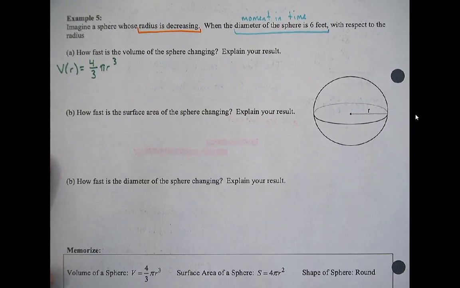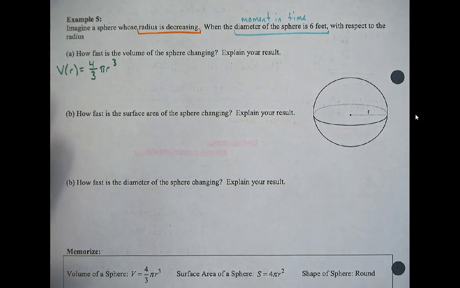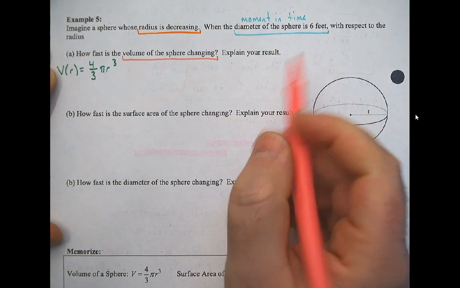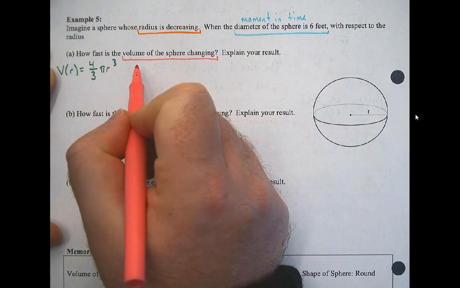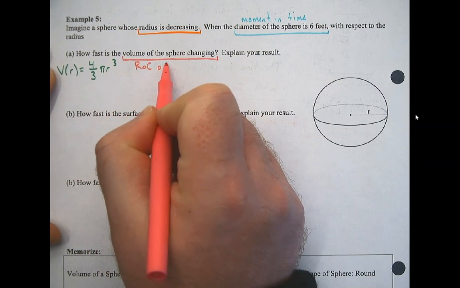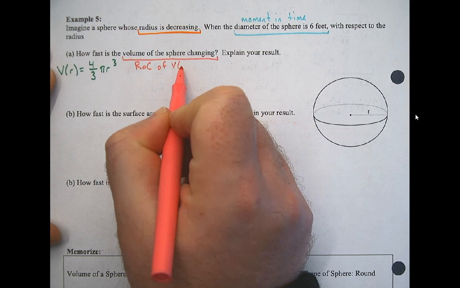Okay, so now we come back up here. How fast is the volume of the sphere changing? Explain your result. So this is the formula for the volume. Well, if I want to figure out how the volume is changing, I'm going to leave a little note here. I'm going to annotate again. The volume of the sphere is changing. That's a rate of change. That's the rate of change of volume.